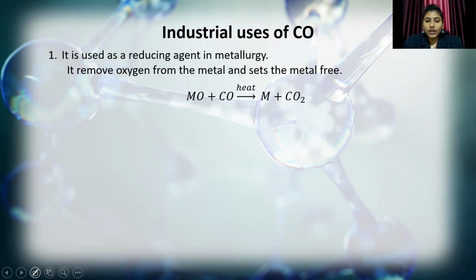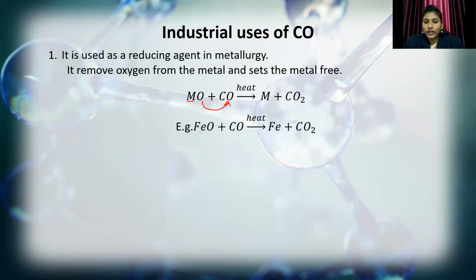This is the reaction. Metallic oxide, where M stands for metal. When the metallic oxide combines with carbon monoxide on heating, carbon monoxide takes the oxygen with it and leaves the metal only, and also forms carbon dioxide. That is the general equation.